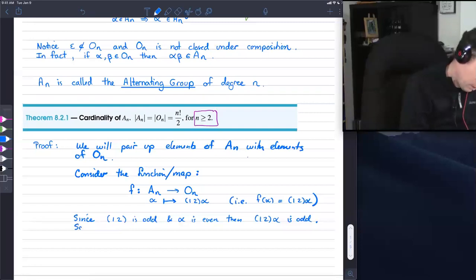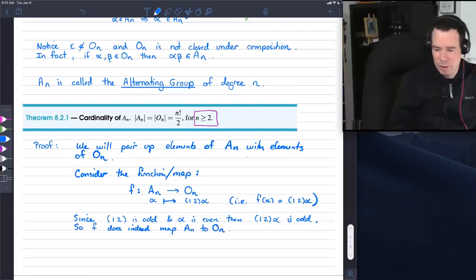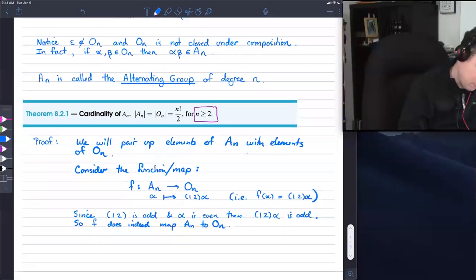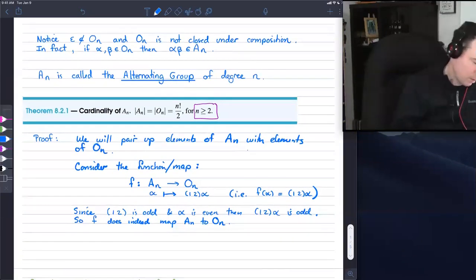So we'll just write down that conclusion. So f does indeed map AN to ON. It does indeed take an even permutation and produce an odd permutation from it by multiplying by (1 2).